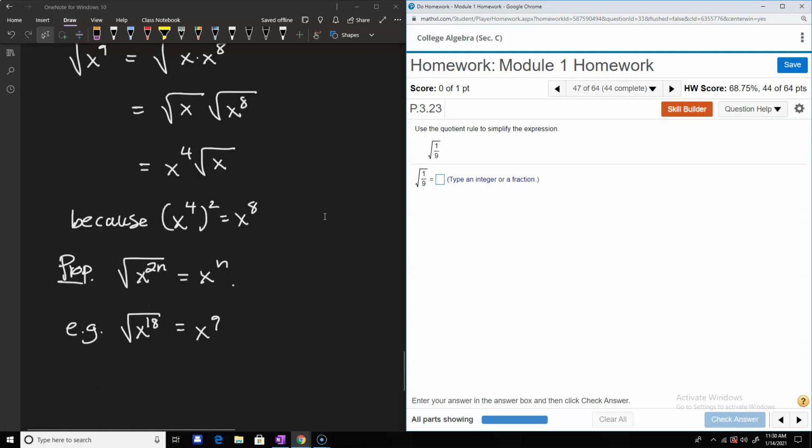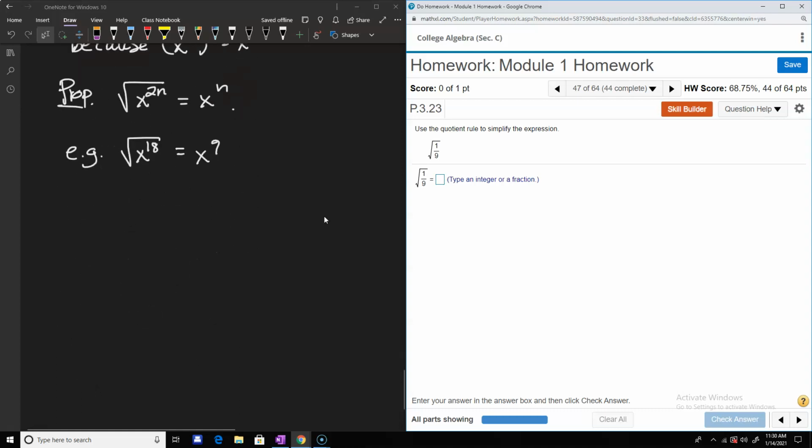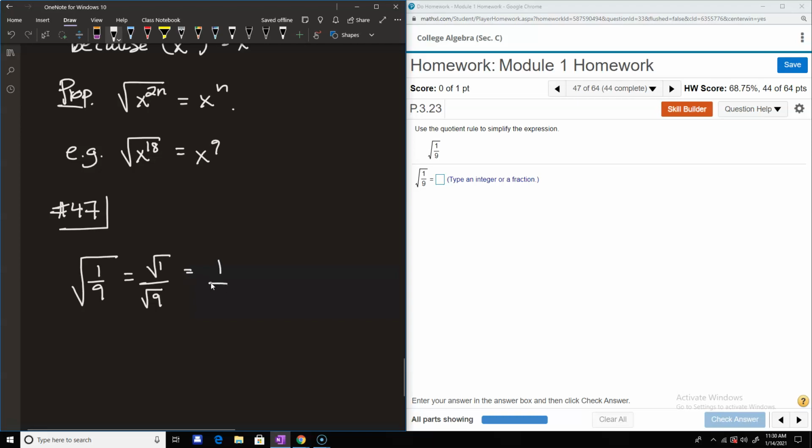Okay. This one is nothing too complicated. We've just got some fractions going on. So we can just use that property that we talked about before. Square roots play nice with division. So we know this is the square root of 1 over the square root of 9. And the square root of 1 is 1. The square root of 9 is 3. So that's just a third.